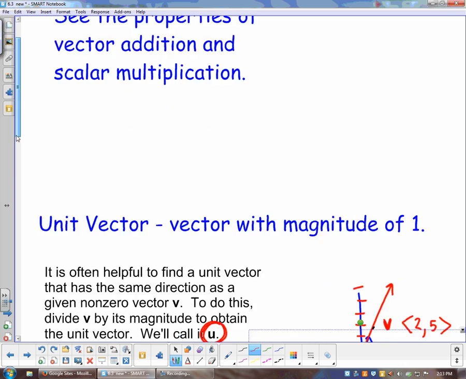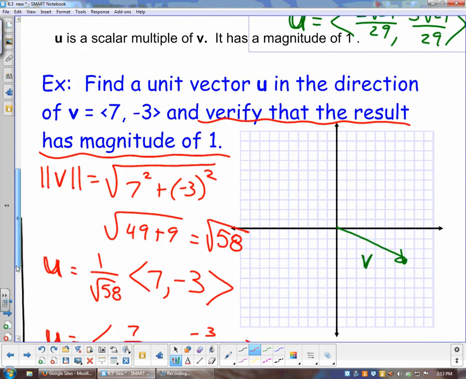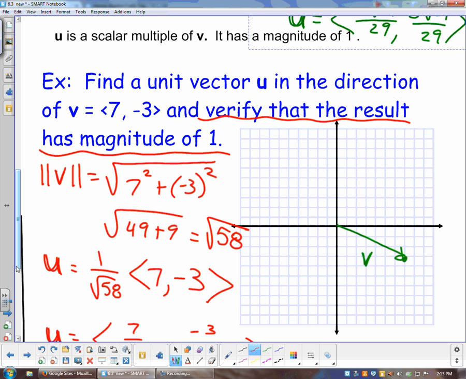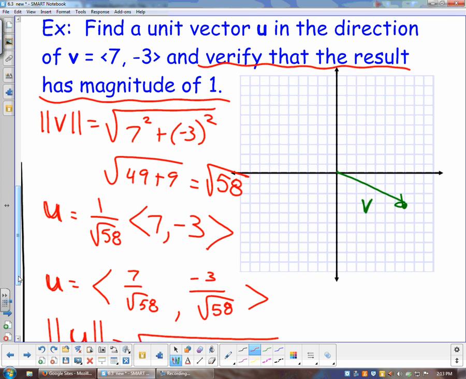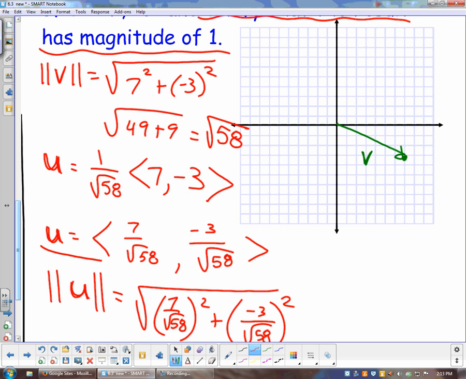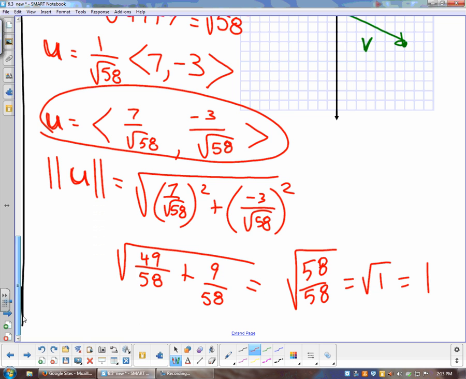I thought there was an example for you to do. Oh, here. Find a unit vector u in the direction of 7, negative 3. This is just a worked out example here for you. Square root of 7 squared plus negative 3 squared turns out to be square root of 58. So you get 1 over square root of 58, which is getting multiplied then by the vector 7, negative 3. So here's our unit vector right here. And you can verify that the magnitude is equal to 1 by taking the square root of each component squared. And it does work out to be 1.